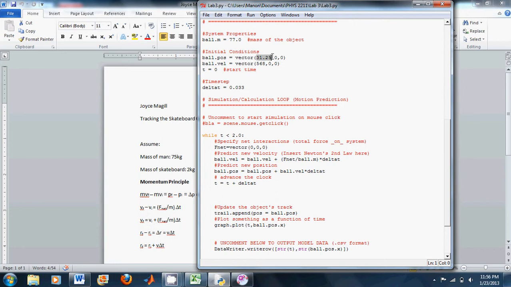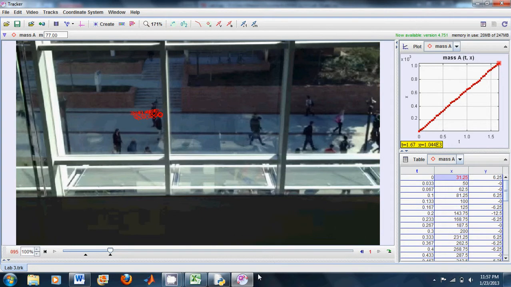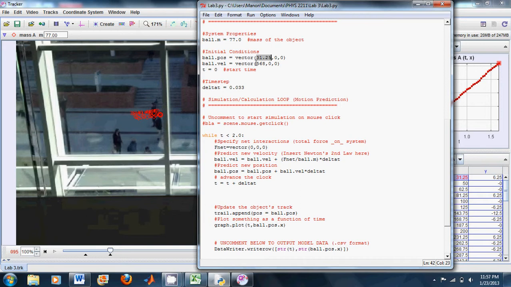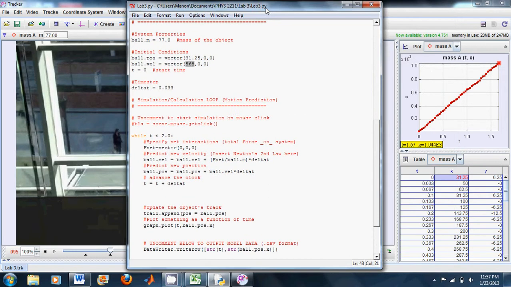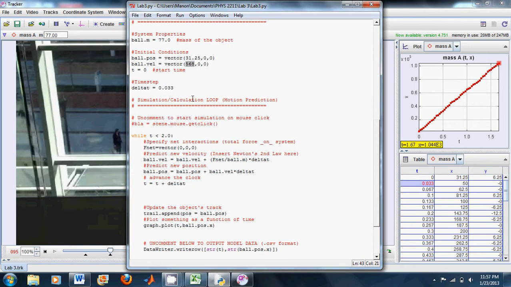Then for vector 1, we're only moving in the x direction, so that data is given here in Tracker. Right here, x at time equals 0 is 31.25, which we have right here. And then to find the initial velocity, I used the change in x over the change in time. So 50 minus 31.25 divided by 0.033 minus 0 gives us approximately 568 meters per second. Then delta t is also given here in Tracker, which is 0.033 seconds.